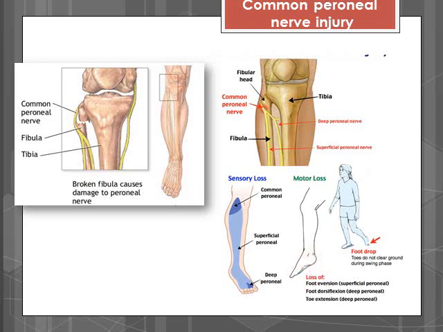The sensory effects include loss of sensation along the distribution of the common peroneal nerve and its branches, the superficial and deep peroneal. The area affected is the anterolateral aspect of the leg and the dorsum of the foot.